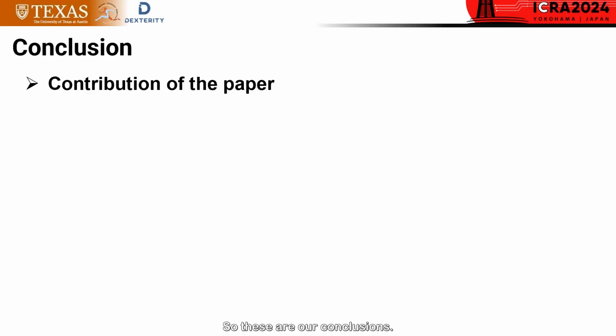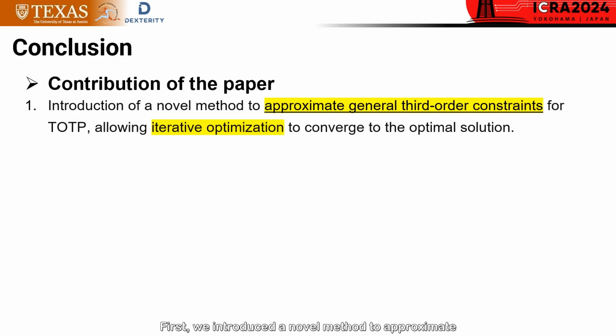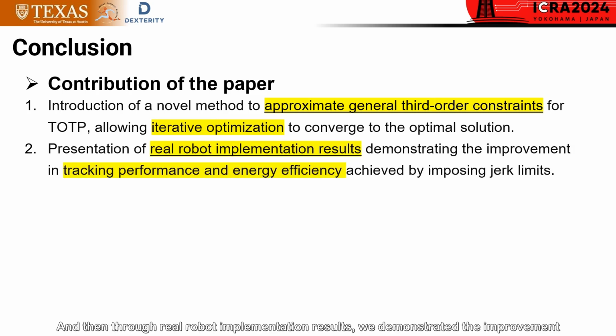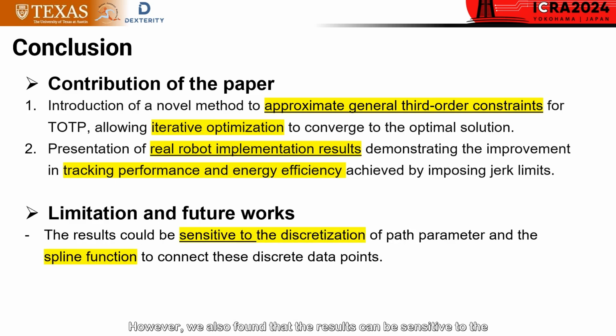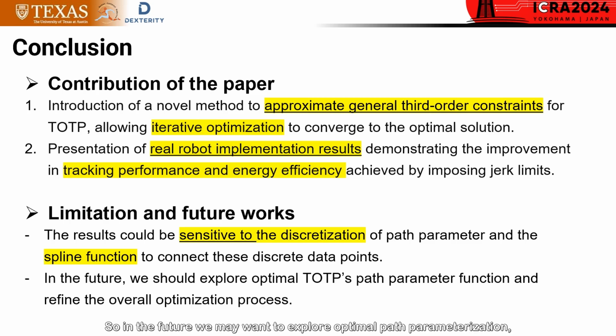So these are our conclusions. First, we introduced a novel method to approximate general third-order constraints for TOTP, allowing iterative optimization to converge to the optimal solution. And then through real robot implementation results, we demonstrated the improvement in tracking performance and energy efficiency achieved by imposing jerk limits. However, we also found that the results can be sensitive to the discretization and splining of the path parameter variable, so in the future, we may want to explore optimal path parameterization, potentially co-optimized with the rest of the TOTP algorithm.